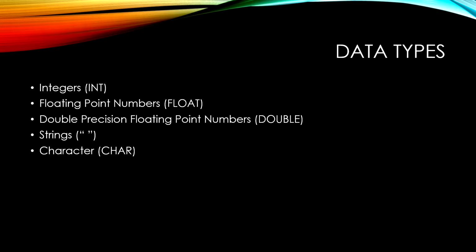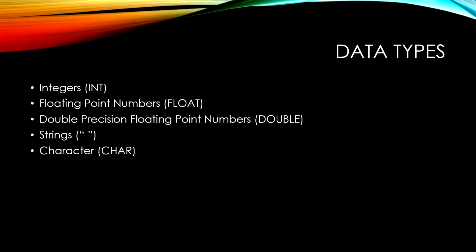The first fundamental data type is integers. We all know what integers are. Starting from negative infinity, like say negative 30, negative 29, negative 28, 27, 26, and then coming up to 0, and then again 1, 2, 3, 4, 5, 6 up to infinity.